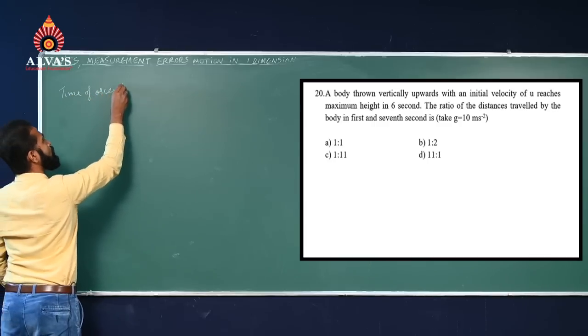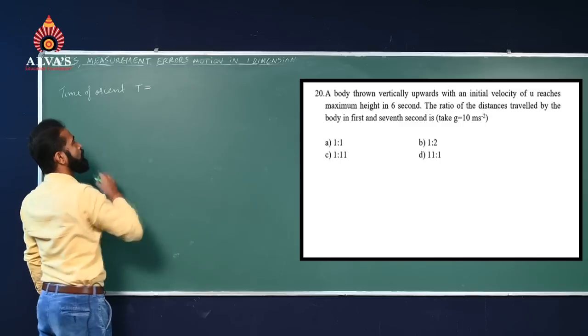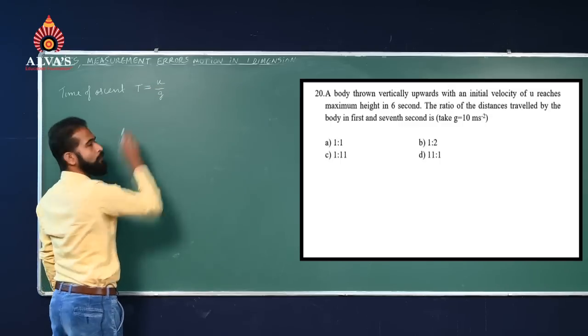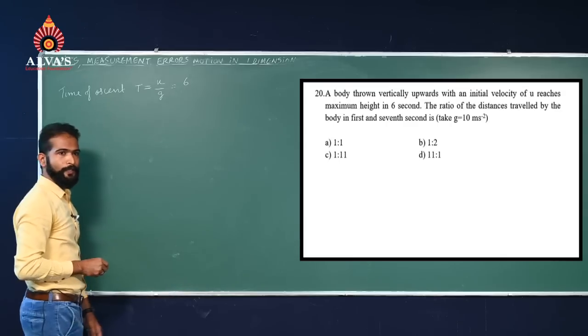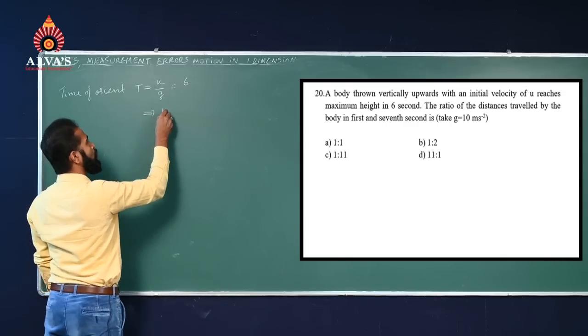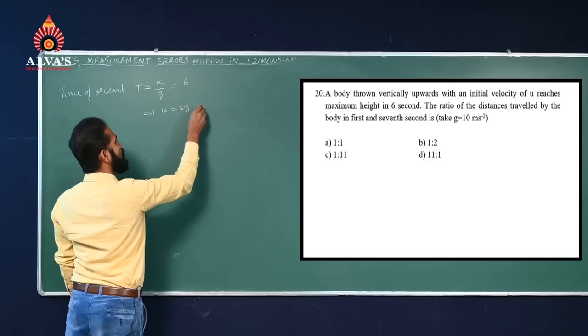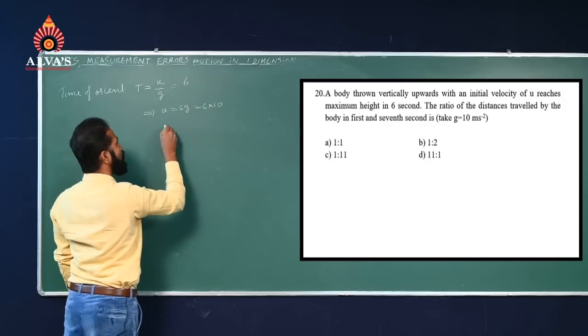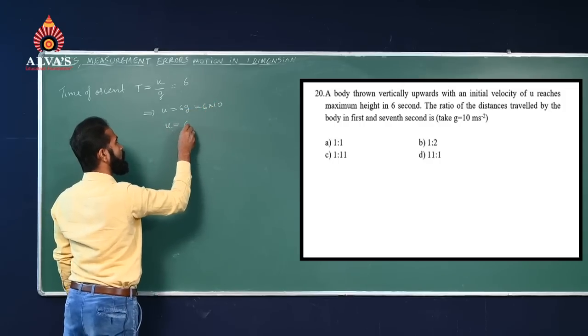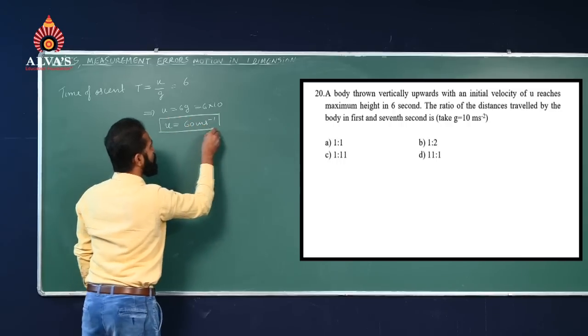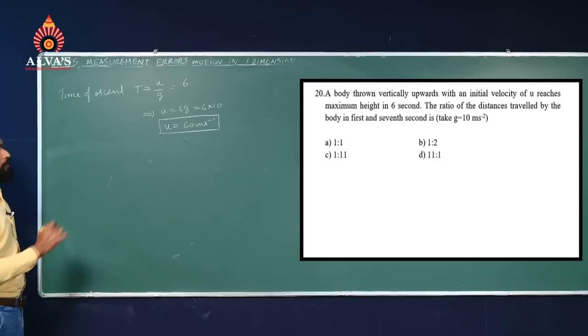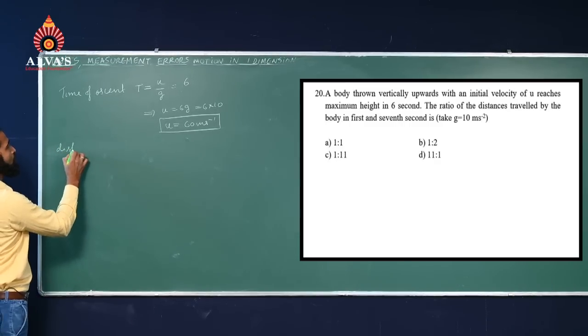So time of ascent t should be equal to u by g. And this u by g is given as 6 seconds. So this implies we have u is equal to 6g or 6 into 10, or the velocity with which it is projected will be 60 meter per second. Okay. Now let us calculate the distance traveled by the object in the first second.